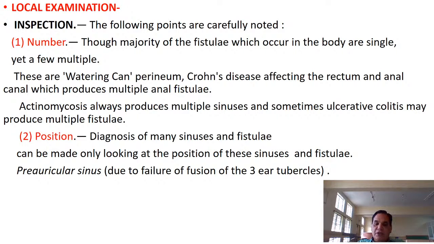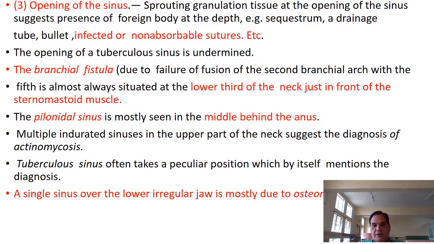The position: we have just discussed that the position of a sinus itself is a diagnostic feature. What does the opening look like? This is equally important. Whenever you look at the opening of the sinus, you can simply judge the depth of the tissue. We call it sprouting granulation when you see excessive granulation coming out of the opening. That means nature is trying to remove something from that sinus. What is likely? It is likely to be a sequestrum in case of bone. It can be any foreign body, and for us, it can be an infected or non-absorbable suture. They are the commonest cause now for chronic sprouting granulation in a post-operative wound. Simply look at the sinus and you will say that something is definitely there. You remove it, and the sinus will heal.